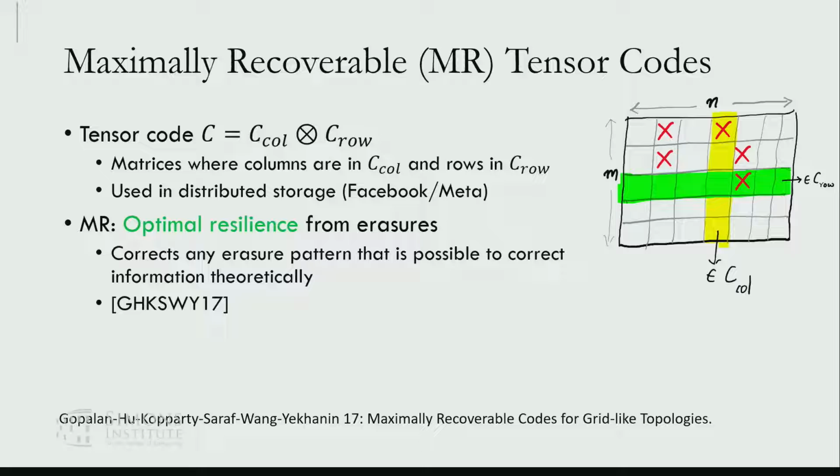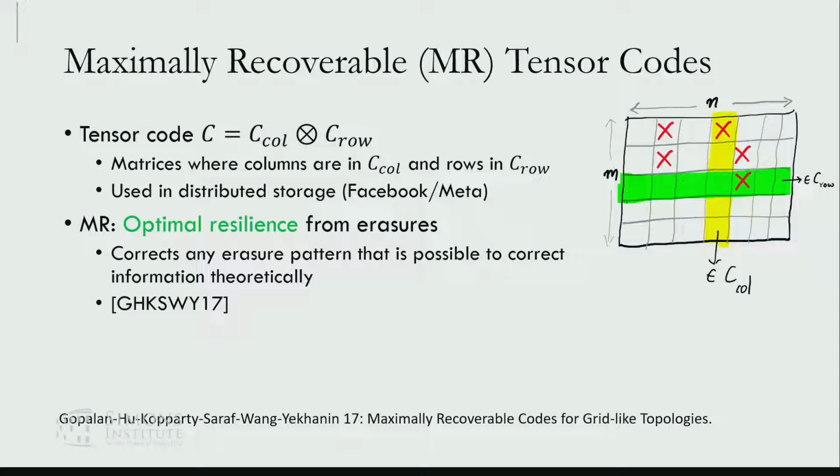So what does MR mean? It basically means that your code is optimal with respect to correcting erasures. If I erase some symbols, and some code with these parameters can correct these erasures, then my code will also correct them. In that sense, it is a globally optimal code, which can correct any set of erasure patterns that any other code with the same parameters can correct.